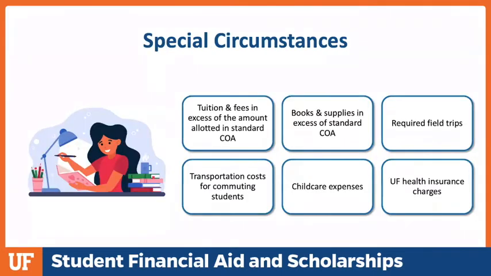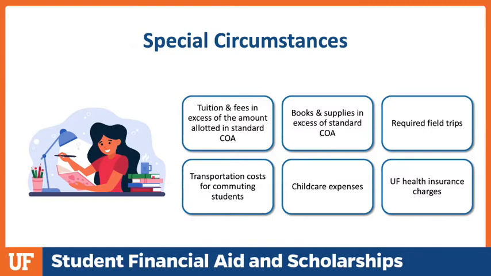So what are some special circumstances that we consider? We can consider reviewing your budget increase petition if you have tuition or fees that are in excess of the amount allotted in your standard cost of attendance, or books and supplies in excess of your standard cost of attendance. You may have a required field trip that you need in order to complete your degree. We can take a look at that.